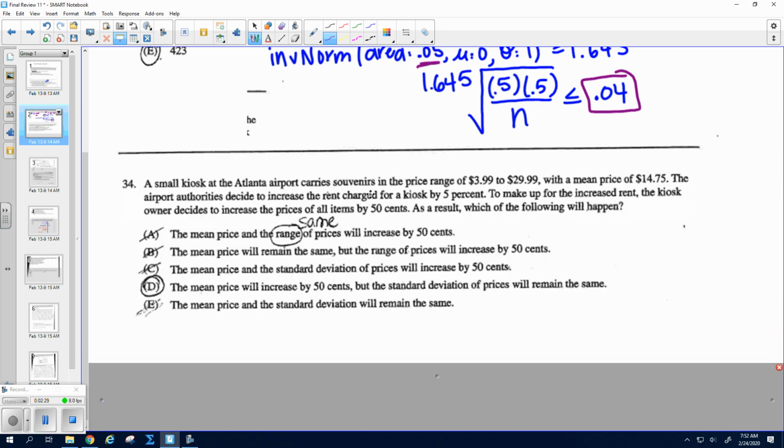All right, 34, you guys. We're increasing every single thing by 50 cents. So the mean will definitely increase by 50 cents. What doesn't change is the range and the standard deviation. Remember, we never add or subtract from the range or standard deviation, because if every single thing is raised by 50 cents, that doesn't change the spread. So the correct answer is D.